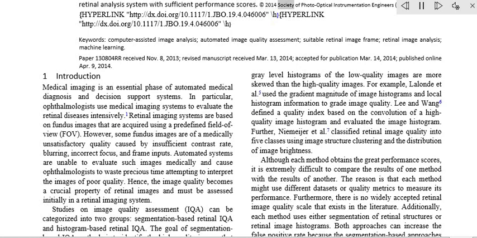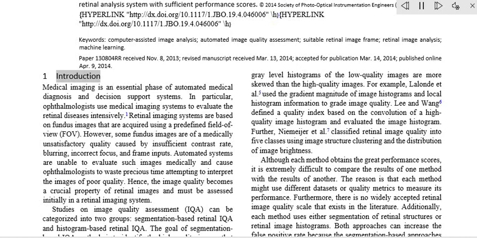Copyright 2014 Society of Photooptical Instrumentation Engineers, SPIE, DOI: http://dx.doi.org/10.1117/1.jbo.19.4.046006. Keywords: computer-assisted image analysis, automated image quality assessment, suitable retinal image frame, retinal image analysis, machine learning. Paper 130804RR received November 8, 2013, revised manuscript.